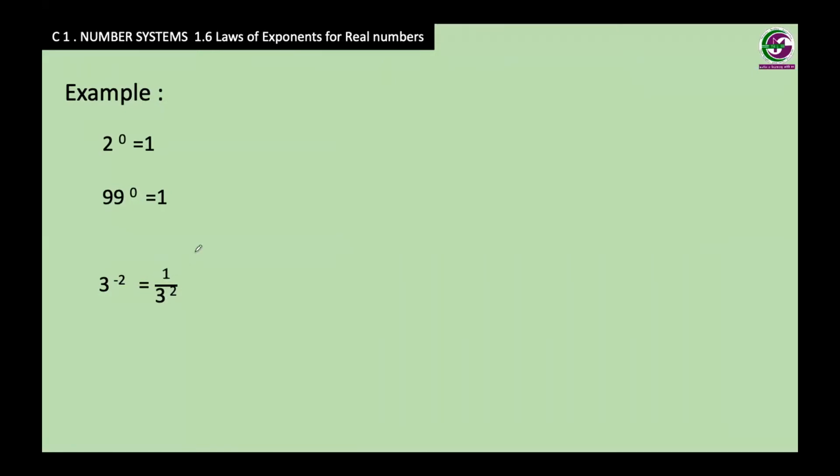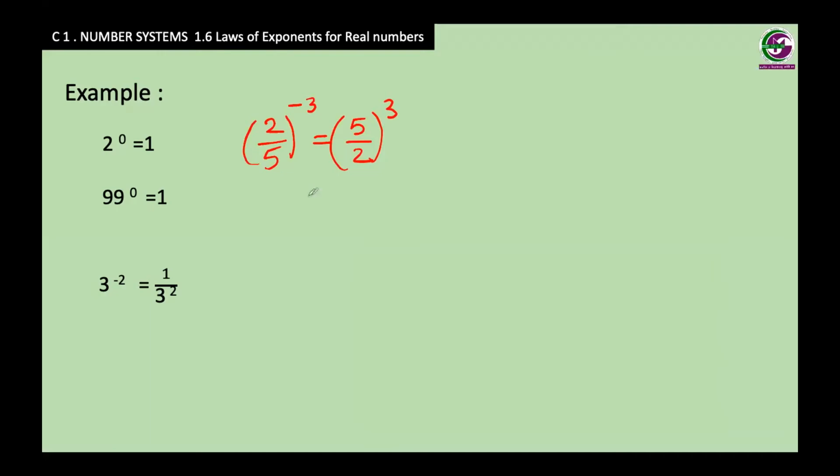Now I would like to give you some examples with fractions and negative power. For example, 2 by 5 whole power negative 3. First of all, to remove this negative sign, we take the reciprocal of this one, which is 5 by 2. So this negative gets cancelled, or it will vanish. So that's it. This is your answer.